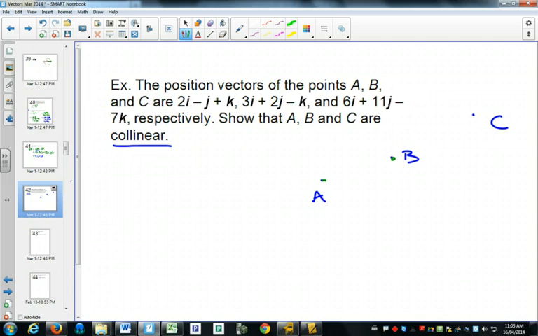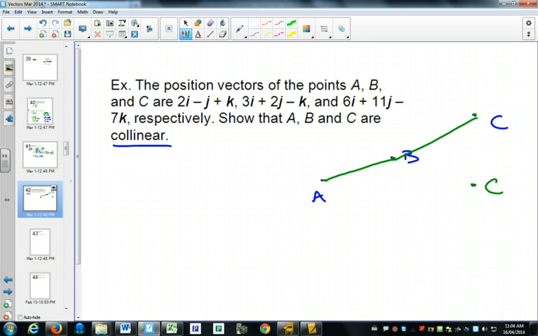Here's A, here's B, here's C. Mathematically, what has to be true if they are on the same line? That wouldn't be true if C was over here. What's that, sorry? They'd have to have the same slope. So if this had the same slope as that, that would work.